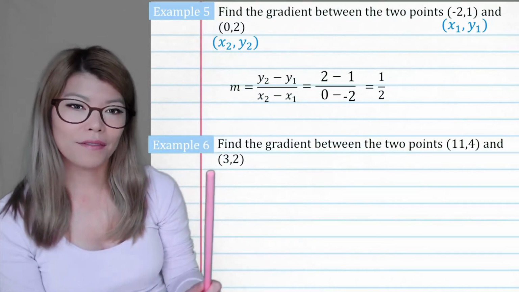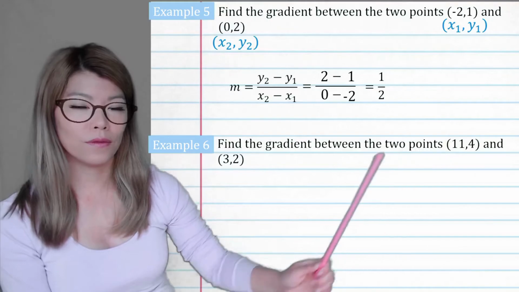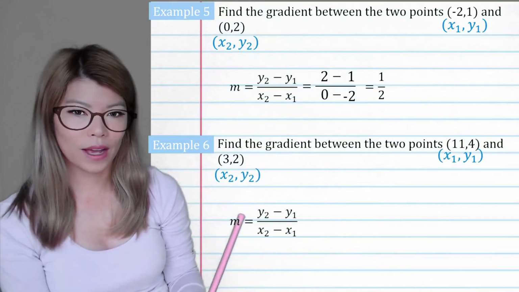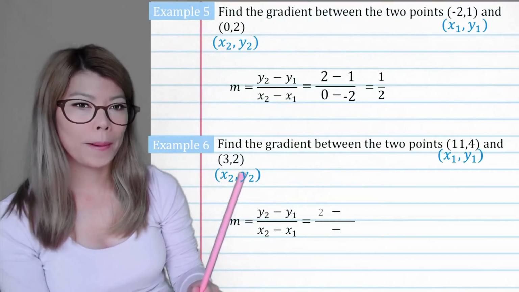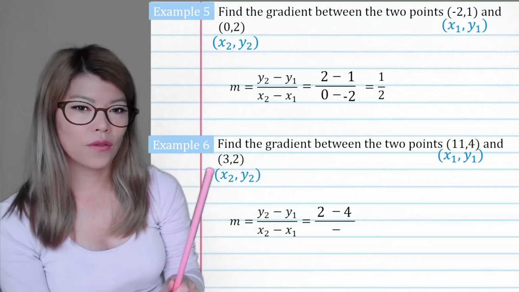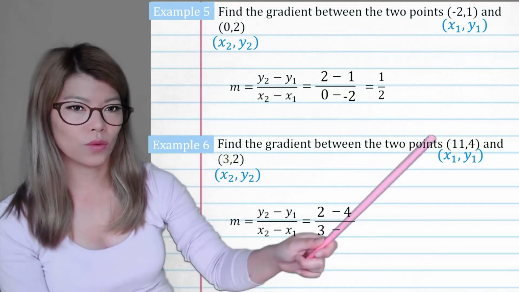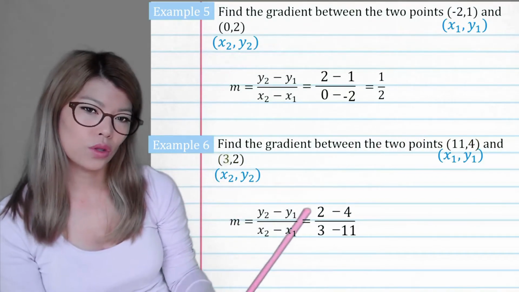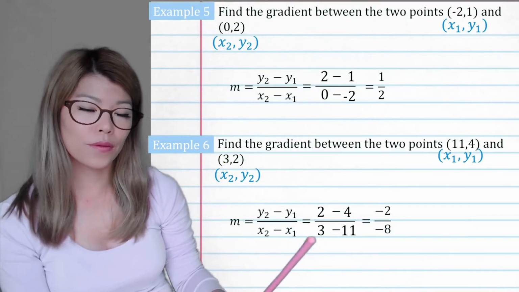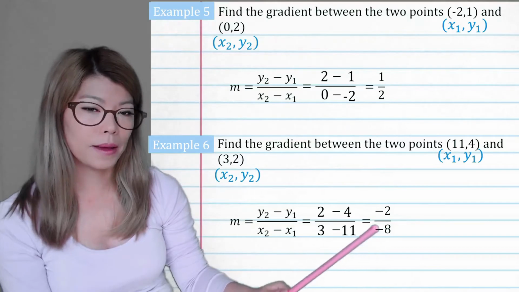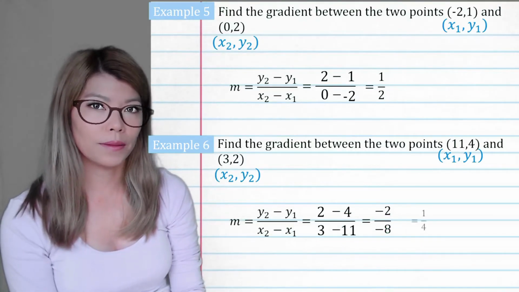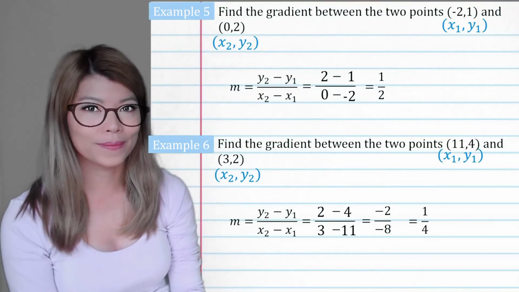Example 6, find the gradient between the 2 points (11, 4) and (3, 2). So label it again. So now we have y2 is 2 minus 4. And x2 is 3 minus x1, which is 11. 2 minus 4 is minus 2. And 3 minus 11 is minus 8. Minus and minus becomes positive. So 2 over 8 becomes 1 over 4.